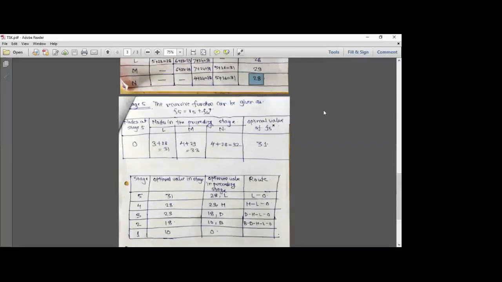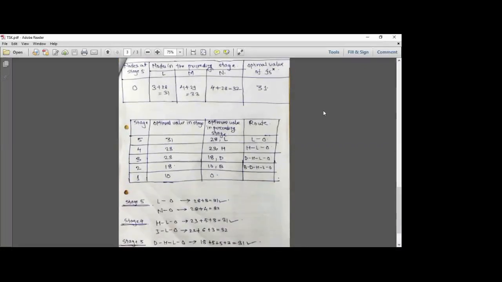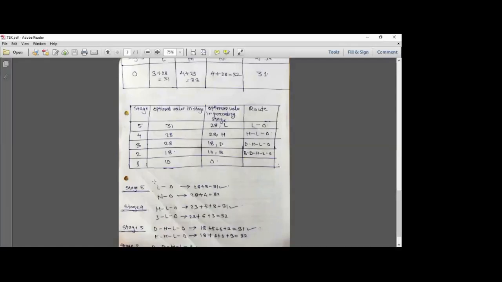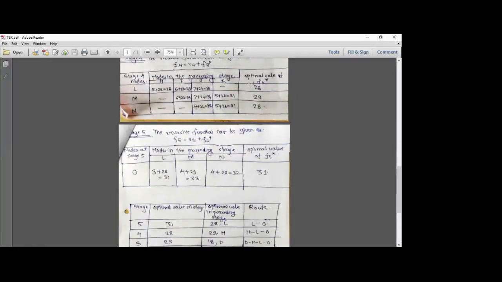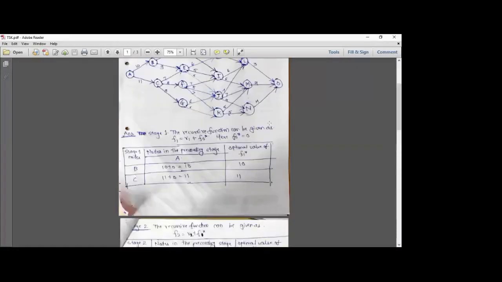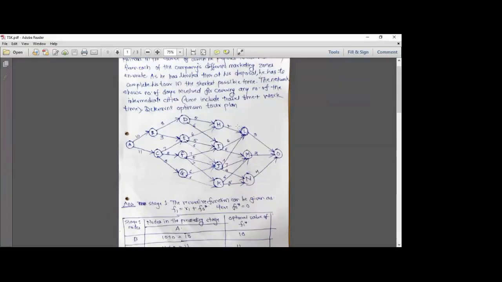So what I've done is that I have done some calculations below, right? Stage 5. What will happen if we go from L to O? The lowest value for L is 28, right? So let's see this network. For the L node it is 28, and to reach O, it has to travel 3 units. So that means 28 plus 3 is equal to 31. So I have written that here. It is 28 plus 3 is equal to 31.